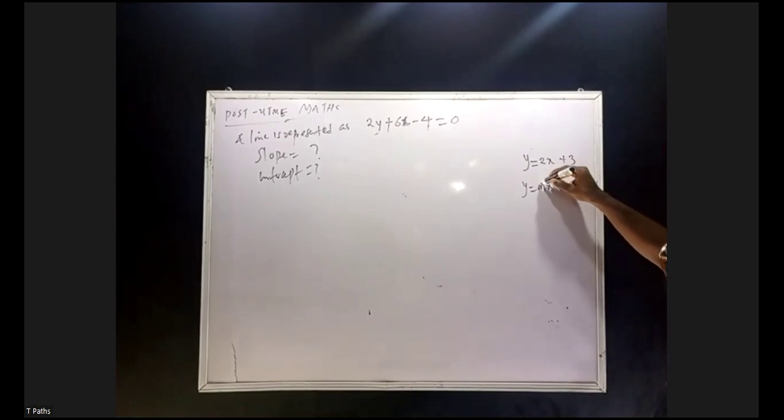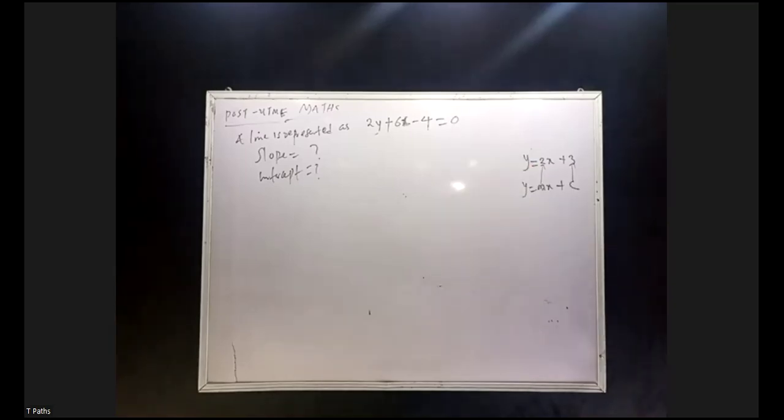When I compare it, I see that the slope is 2 and the intercept is 3. But in this case now, can I do the same thing? How am I going to solve this?